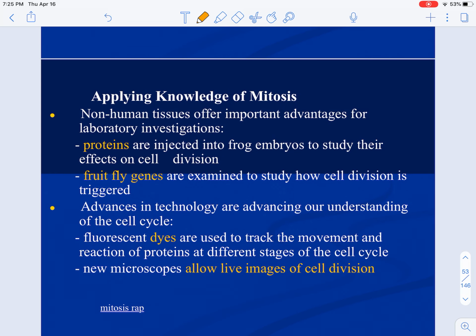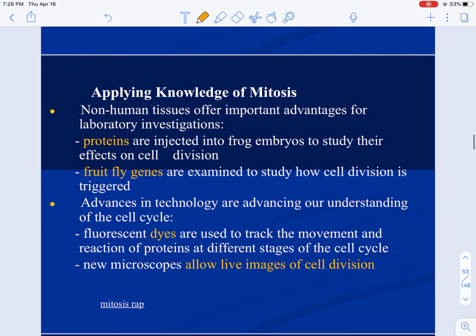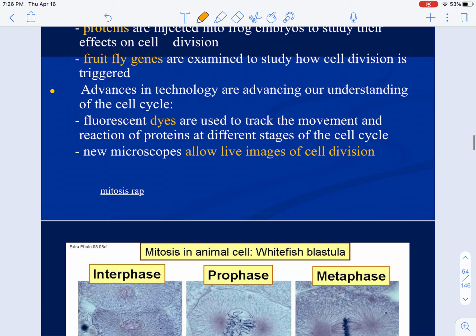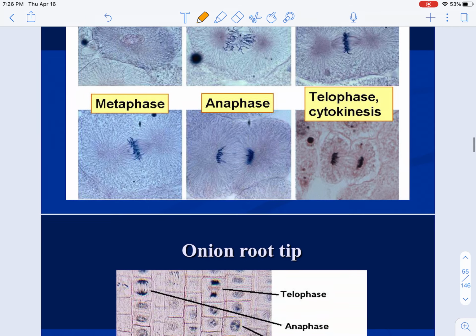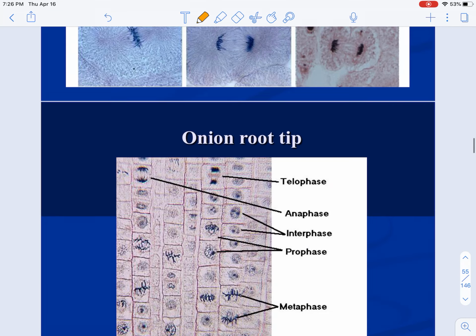So last thing here, it talks about how studying cell division is very helpful in terms of studying cancer, or looking at how the cells can be studied and how cells grow. And there's a lot of technologies that depend on studying mitosis.